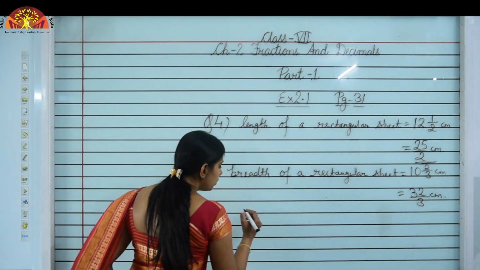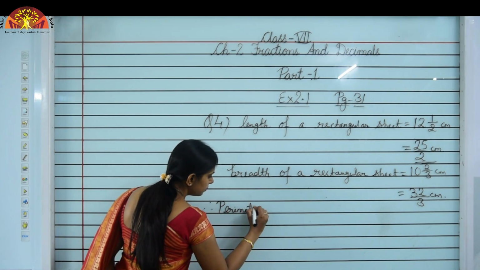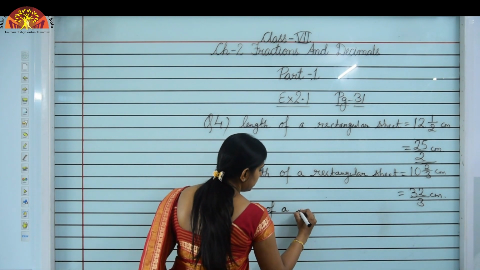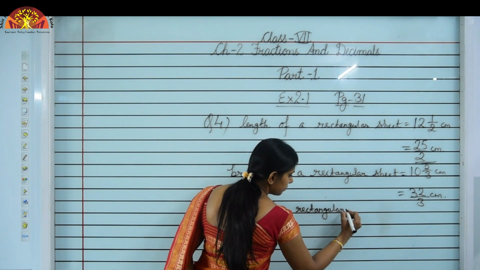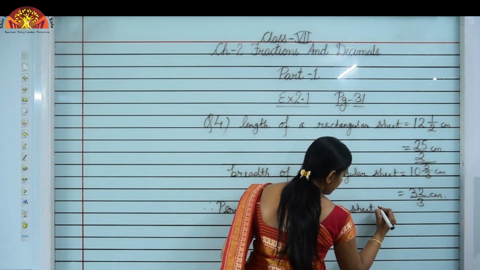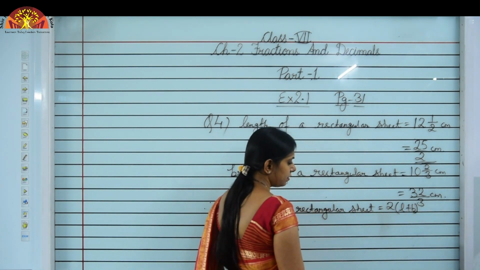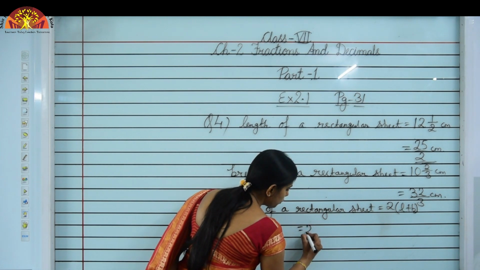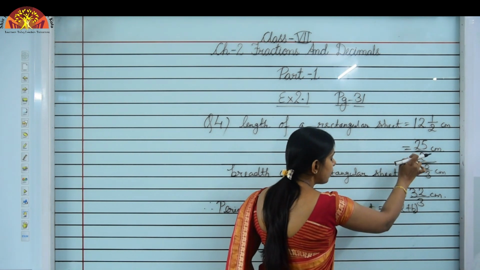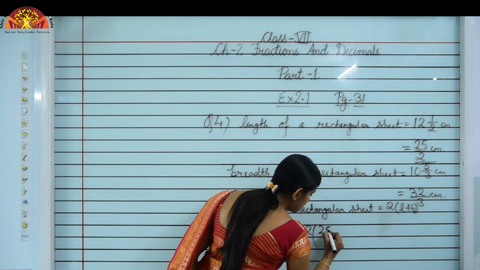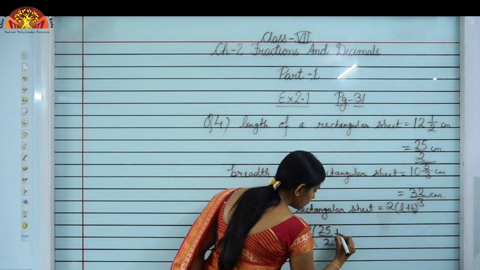So as you know the formula, therefore perimeter of a rectangular sheet is equals to, what is the formula? Yes, it is 2 into length plus breadth. Now we'll just substitute the values. That is 2 into. Now what is the length? When we have just converted into the improper fraction, it is 25 upon 2. So we'll just write 25 upon 2. And what is the breadth? That is 32 upon 3.